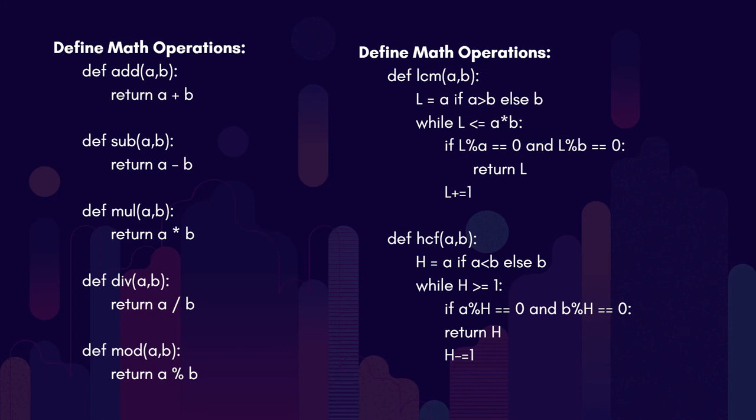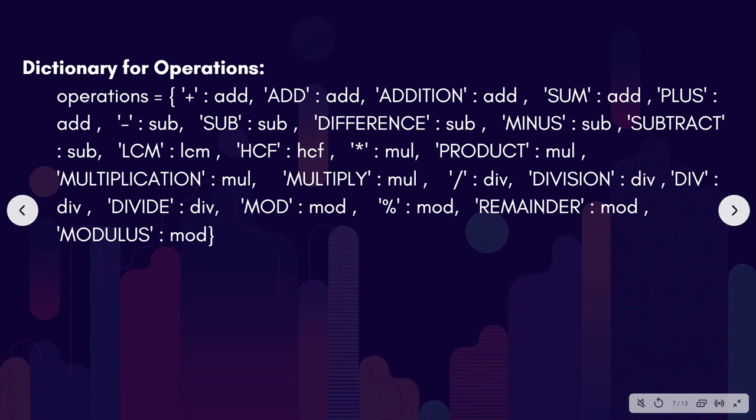I hope you know how to define LCM and HCF functions in Python, but if you don't, don't worry, I'll cover this in the next video. So after defining all the mathematical functions, we will define a dictionary that will contain all the similar words related to operators. Like for addition, we have plus, add, sum, plus symbol, these kinds of words. So we will create a dictionary and save it in a variable operations, and then we will give key-value pairs.